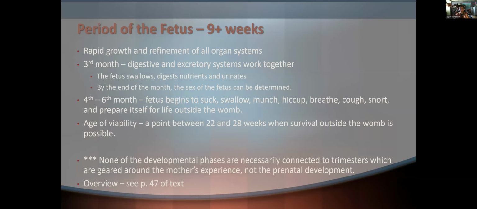These are all early reflexes, developing musculature within the body that is then going to be necessary to survive outside the womb. There's an age of viability, and that's a point between 22 and 28 weeks when survival outside the womb is possible. I'm not saying it's guaranteed for sure. I mean, with a delivery that early, you can't think, hey, this kid's birthday is this date.